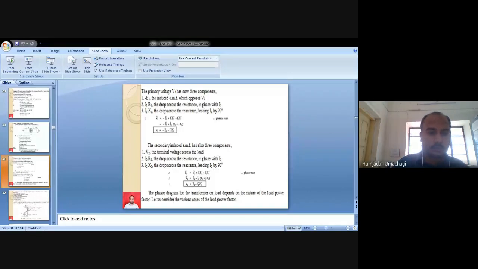Okay, so if this is my primary voltage V1, this is primary resistance R1, this is primary reactance X1, and the current flowing through this will be I1. Primary current is I1, and here this is magnetizing branch component resistance R0. So this is R0 and this is X0. And here the current flowing through R0 is IC. What is that IC? Yesterday we have seen. What is IC?